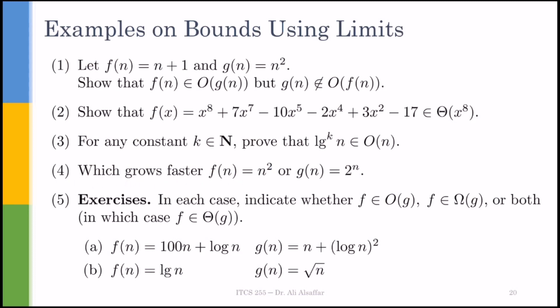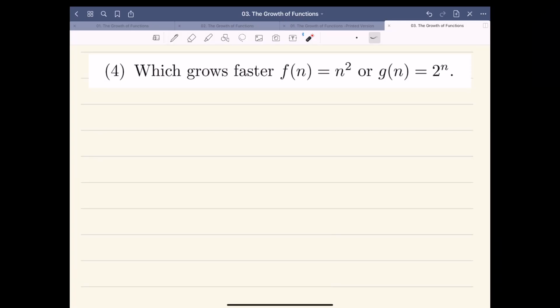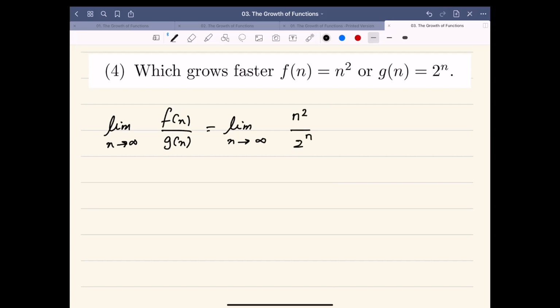In the last example, we are given two functions, f of n and g of n, and the question requires us to show which of these functions grows faster. To get to the answer, we are going to use limits. To find which function grows faster than the other one, we need to take the limit as n goes to infinity of f of n over g of n. And this is equal to the limit as n goes to infinity of n squared over 2 raised to power n.